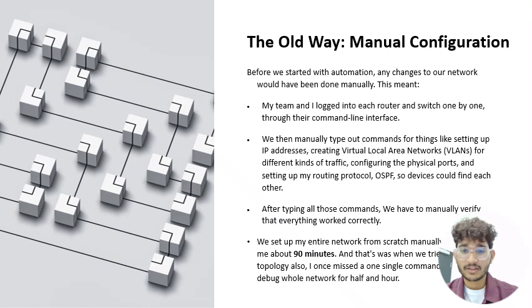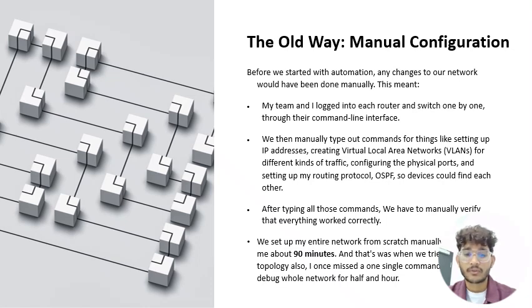Okay, so I will tell you the old way of manual configuration, before the automation system was there. Before starting this automation, any changes to our network were done manually. My team and I logged on to each router one by one through their command interface, and manually typed out commands for things like setting up IP addresses, creating VLANs for different kinds of traffic, configuring the physical ports, and setting up the routers so that devices could find each other.